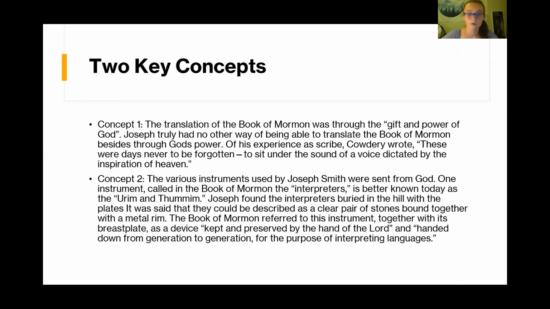The Book of Mormon referred to this instrument together with its breastplate as a device kept and preserved by the hand of the Lord and handed down from generation to generation for the purpose of interpreting languages. And I think the fact that it was handed down for that long and from that long ago is just a testimony to me that it is from God.